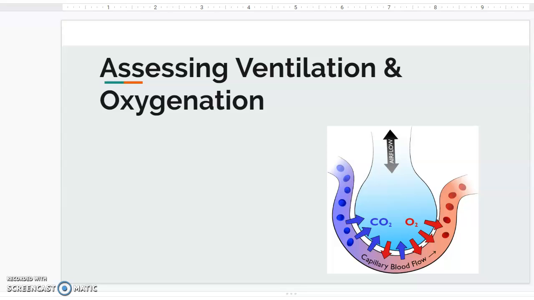Okay, we're going to review methods we can use to assess ventilation and oxygenation, just to get us all on the right page. Remember, in our pulmonary system, we have capillary blood flow that goes around each alveoli. As the capillary goes around, CO2 is diffusing into the alveoli, whereas O2 is diffusing out of the alveoli. So that is how it's normally supposed to work.